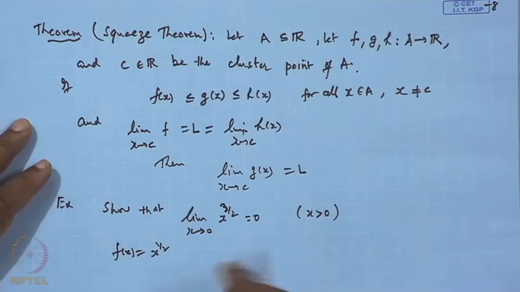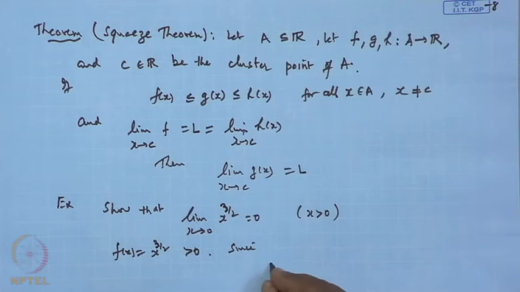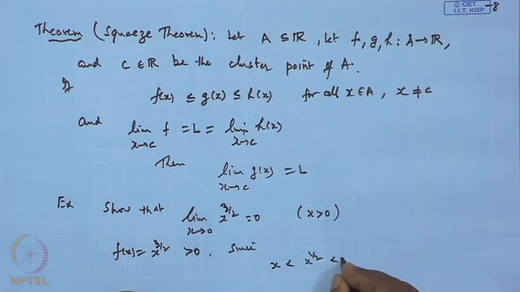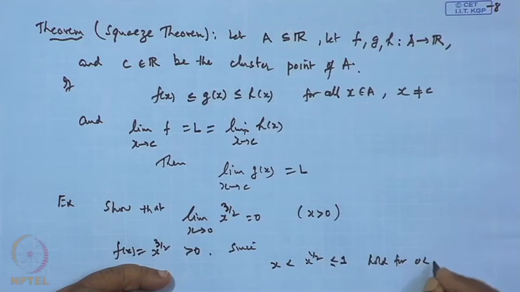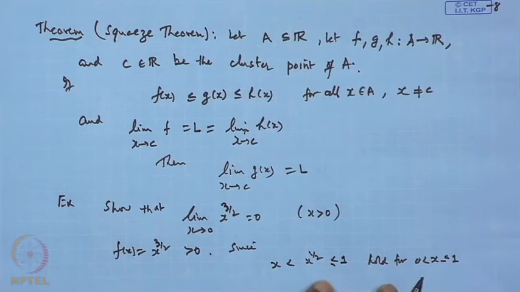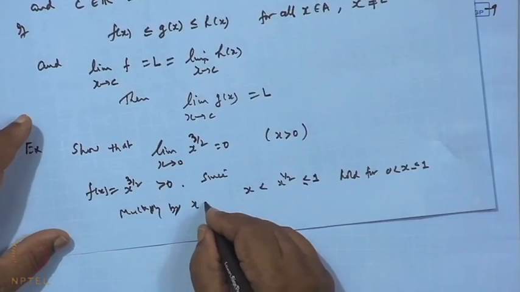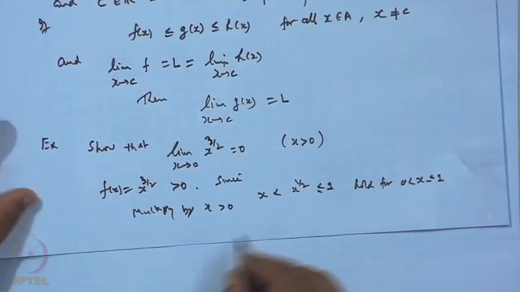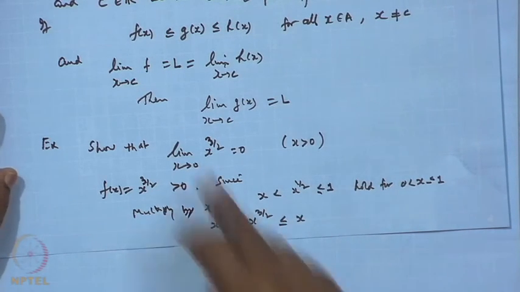Now f(x) is positive throughout when x is positive. We have that x is less than x raised to the power half, which is less than or at most equal to 1, and this holds for 0 less than x less than or equal to 1. This result is true. If I further multiply by x, because x is positive, it will not reverse the inequality. So what we get is x squared is less than or equal to x raised to 3 by 2, which is less than or equal to x. Now apply the Squeeze theorem.